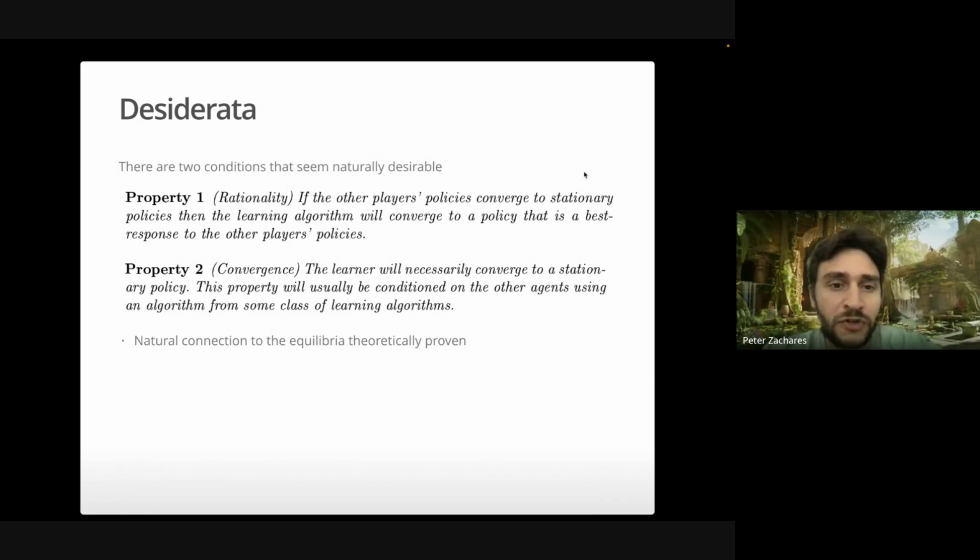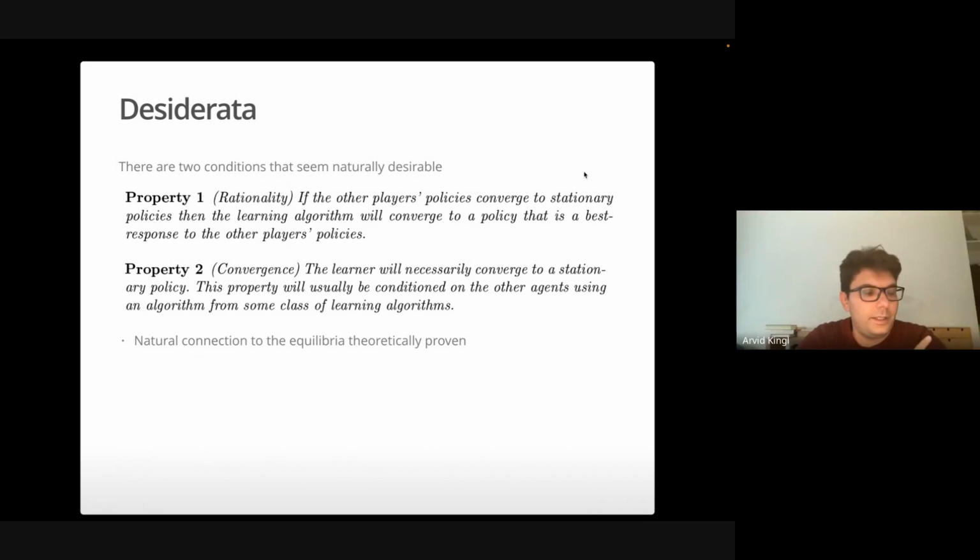So the first one is saying you will converge if all the other policies are stationary, and the second one is saying that no matter what, you'll converge. The first one states that if the other ones are stationary, you maximize your best, you get to the best response. And the second one is that you do converge to something, guaranteed. We're going to talk about some examples in a moment where you can always show it's one or the other, but it's surprisingly hard to get something that actually does both.